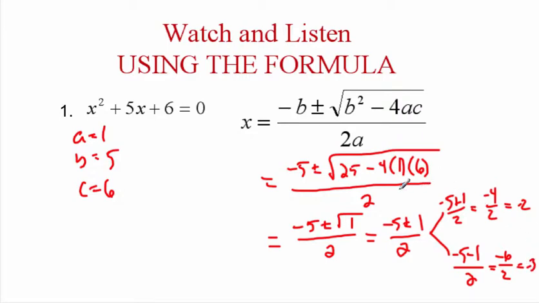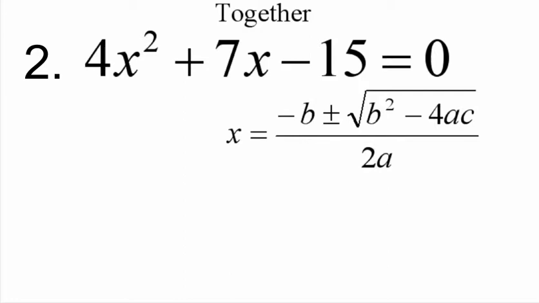So that's how you can use the quadratic formula to solve a quadratic equation. Just pick out your A, B, and C, plug them into the formula, work it out, and you'll eventually be done. So let's look at another example. In this case, A is 4, B is 7, and C is negative 15.